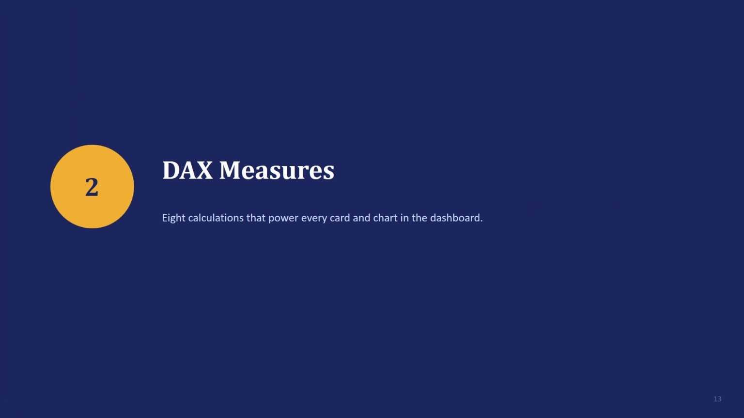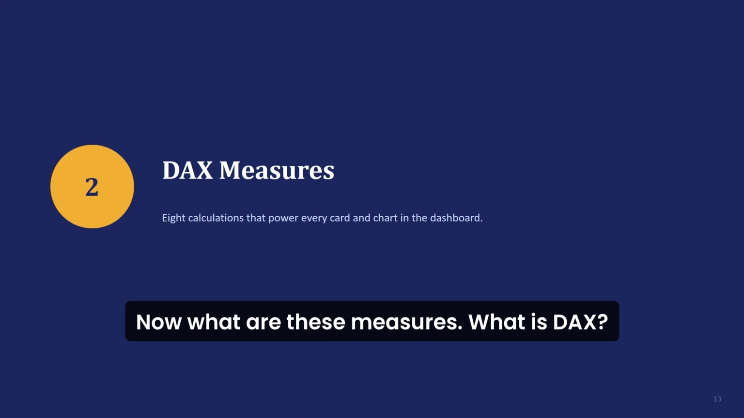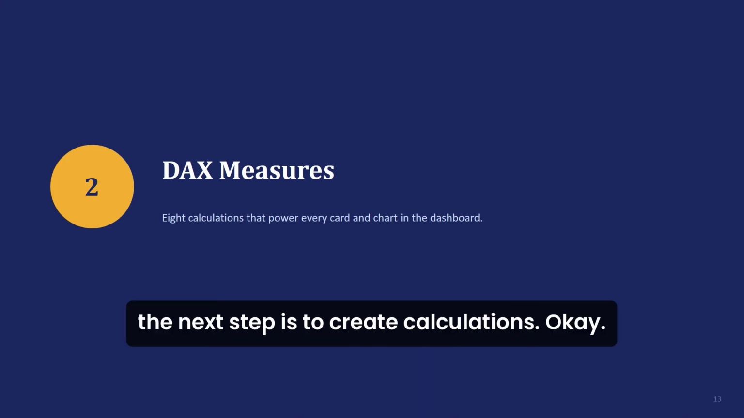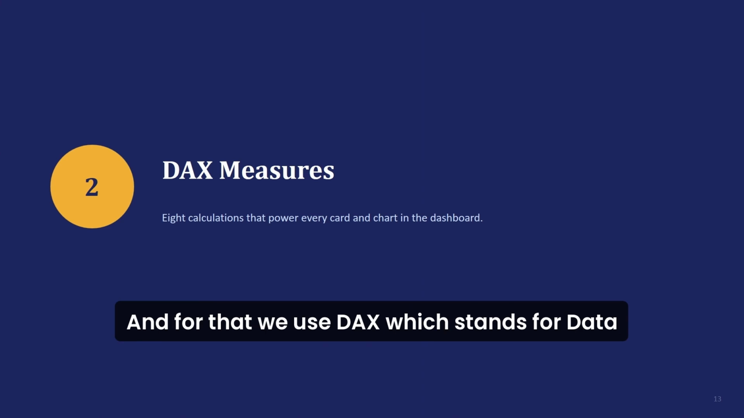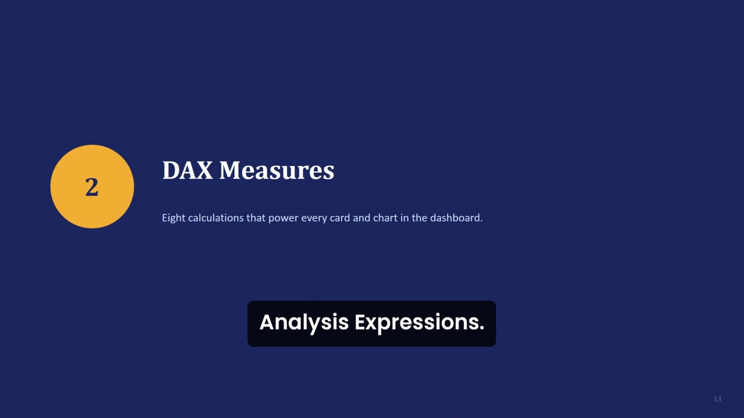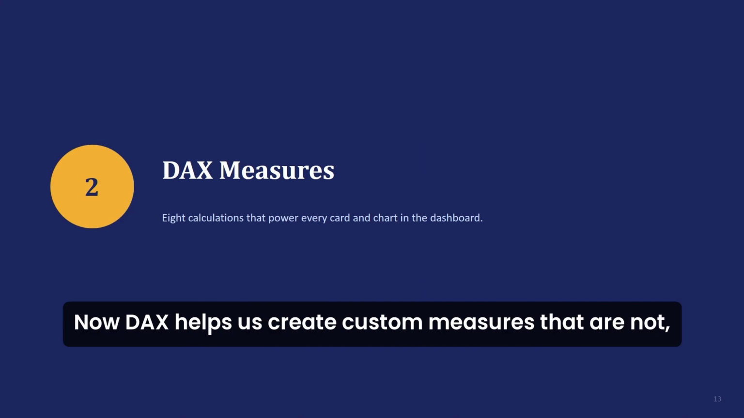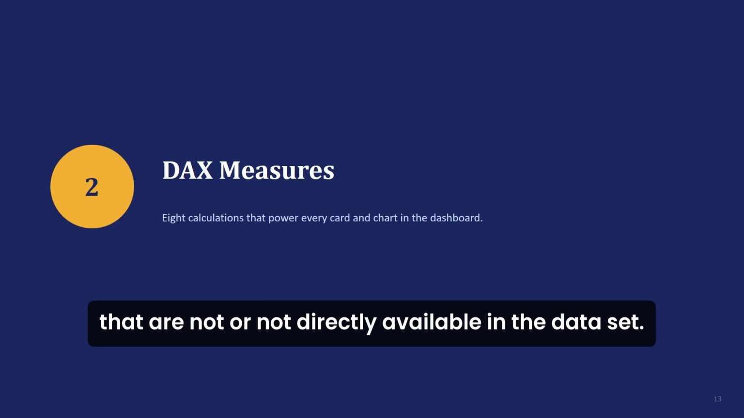Measures. Now, what are these measures? What is DAX? So once our data is prepared, the next step is to create calculations, okay? And for that we use DAX, which stands for Data Analysis Expressions. Kindly note it down. DAX is nothing but Data Analysis Expressions. Now, DAX helps us create custom measures that are not directly available in the data set.